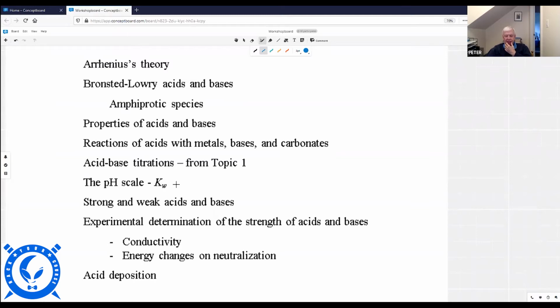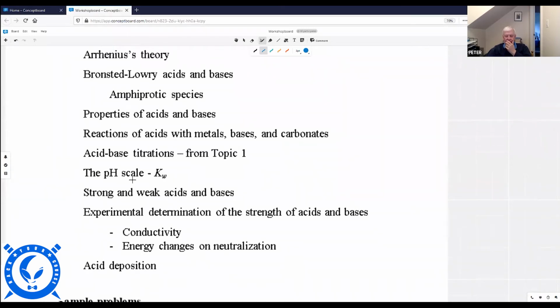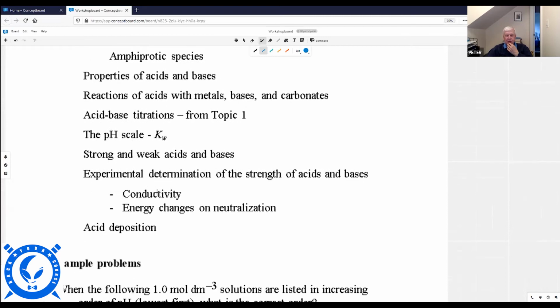There's the pH scale. The thing to watch out for on the pH scale is the natural tendency to think that as pH goes up, therefore the concentration of the H3O+ ion must go up. Not so. The bigger the pH, the weaker the acid. Because remember, it's the negative log of the hydrogen ion concentration. Then we can talk about strong and weak acids and bases, and we'll do that. And then how you can determine whether an acid and a base is strong or weak.